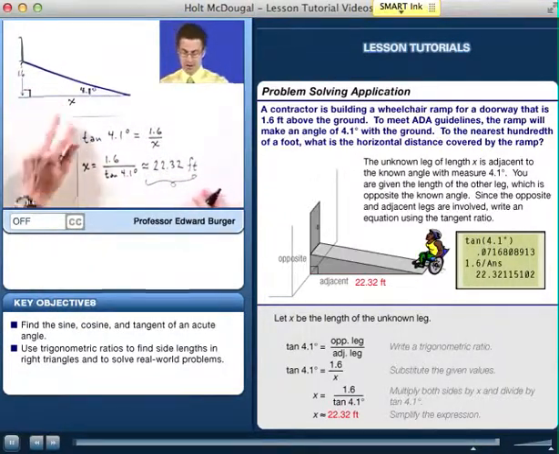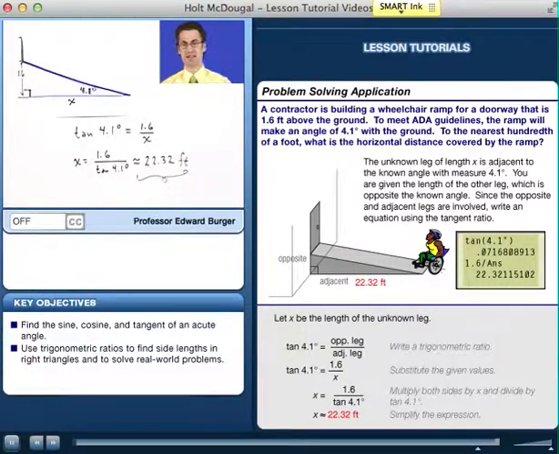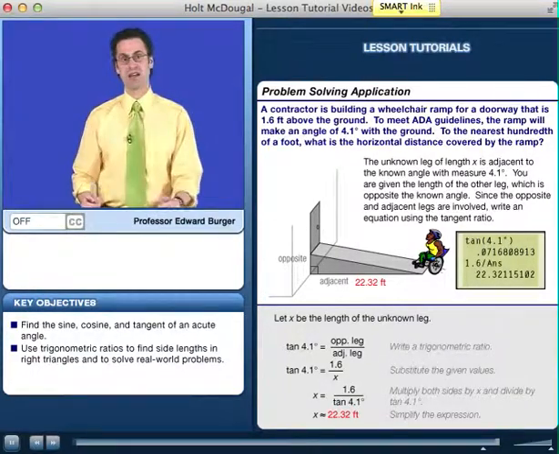You can see the power of these trigonometric ideas. They're fantastic. Sine, cosine, and tangent. Those three are your friends.